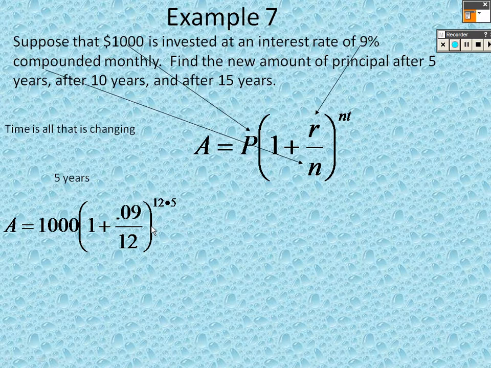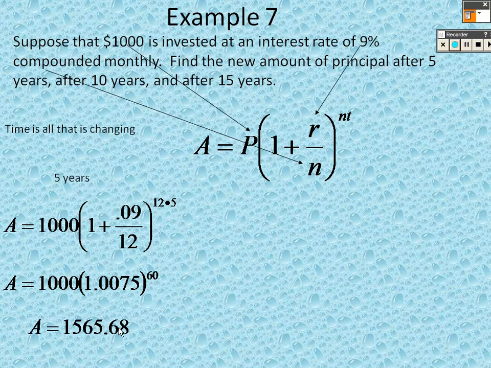So all this is me just gradually simplifying it. You could plug this all in one shot on your graphing calculator, but what I decided to do is put all that in to get 1.0075 to the 60. And then multiplied to figure out I get 1565.68. So what that means is I made about $565.68 on that investment after 5 years.